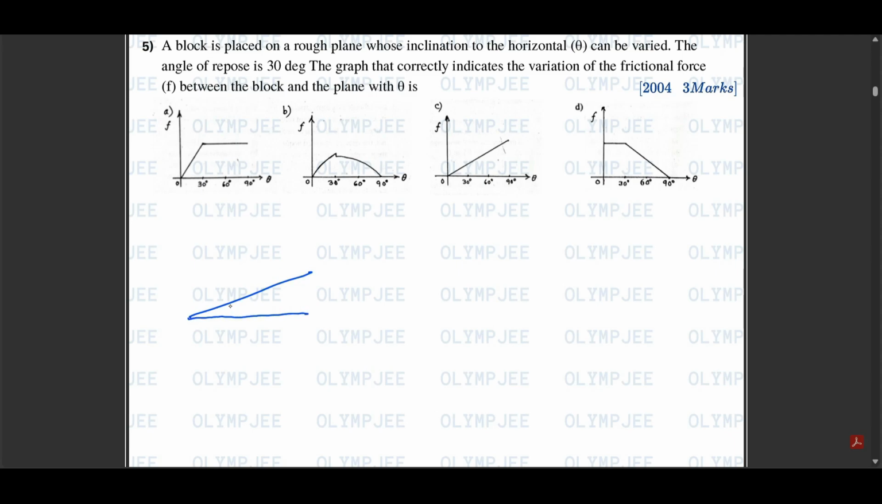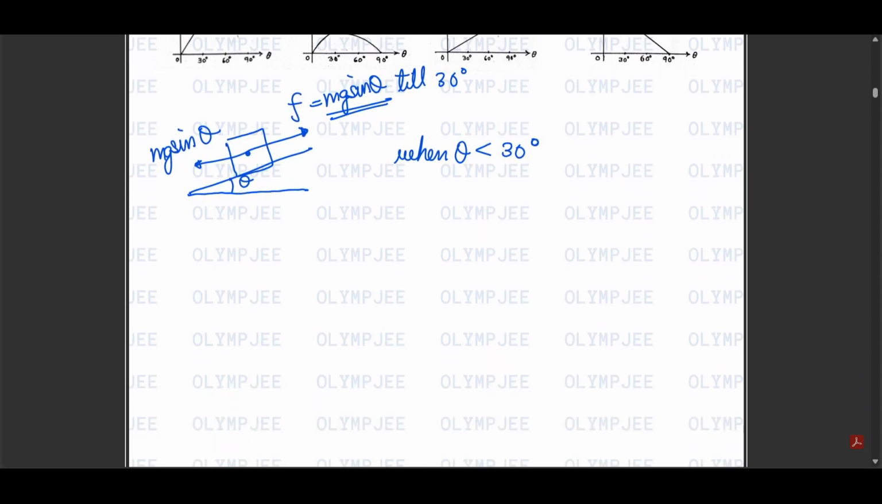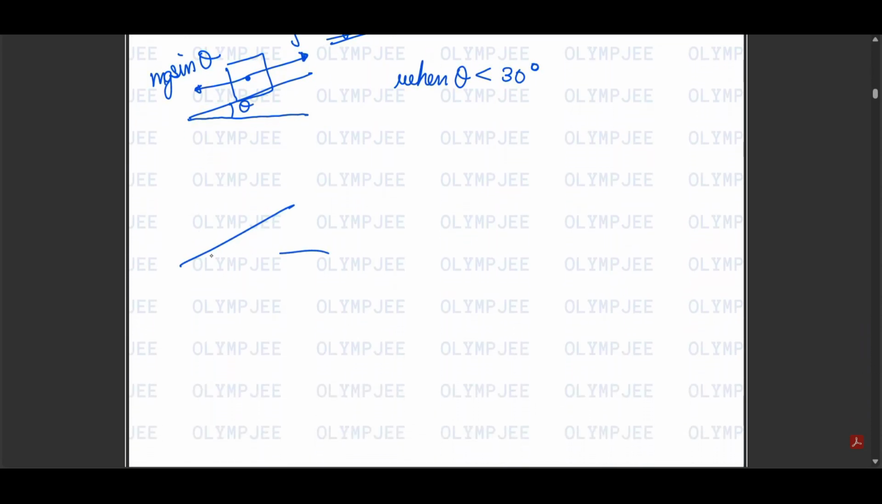So if this is theta, when theta is less than 30 degrees, the block will have mg sine theta this way, and friction will be acting this way, and it will be equal to mg sine theta, because before the angle reaches 30 degrees, the block will be at rest, and this is the necessary condition for the block to be at rest. So till 30 degrees, mg sine theta will be the friction, and after that the friction will become mu k multiplied by N, right?